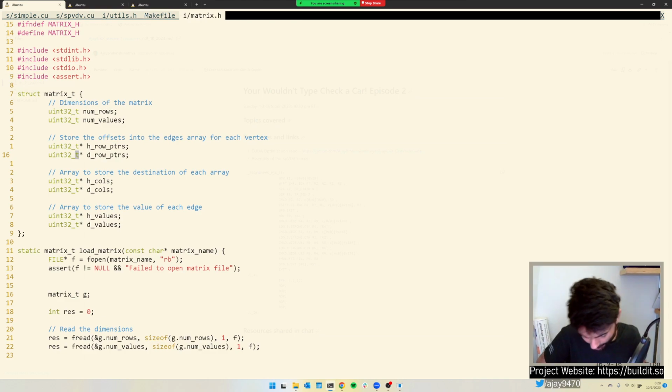It's basically storing where in the column array and the value array the non-zeros for that particular row start.